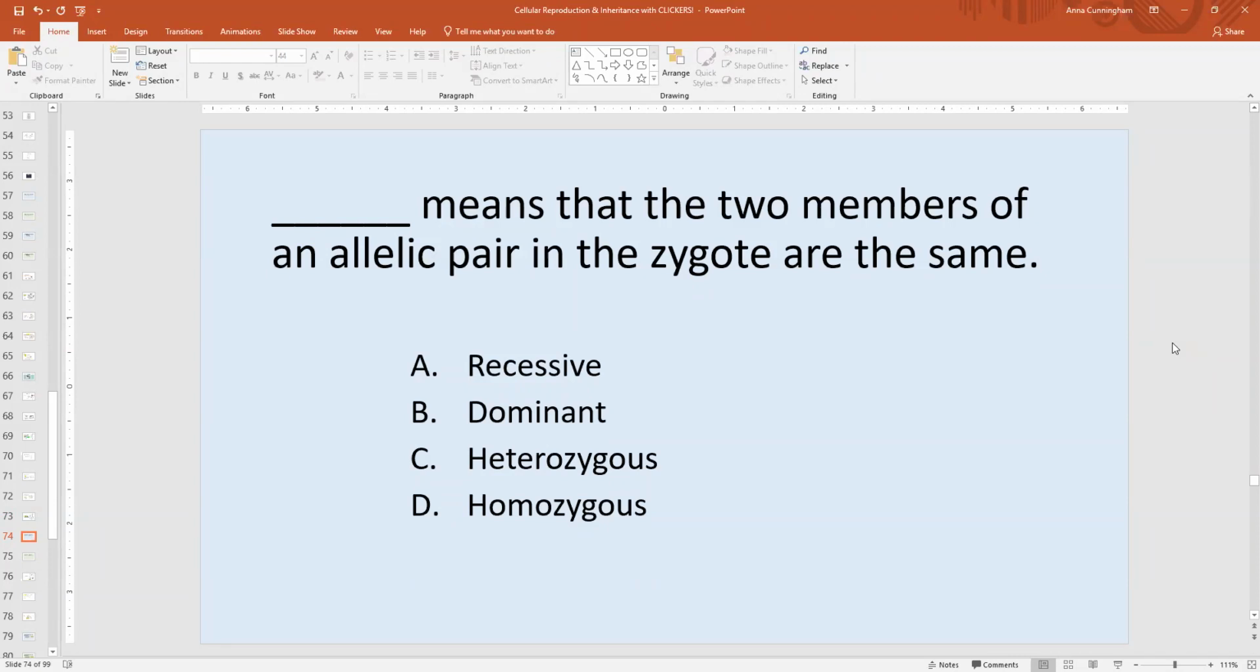Oh, yes, looking good. I see a lot of D's, and that is the correct answer, as you can see here. Excellent, good job! So homozygous would mean that two alleles are the same. That's the only clicker question I had, so good job.